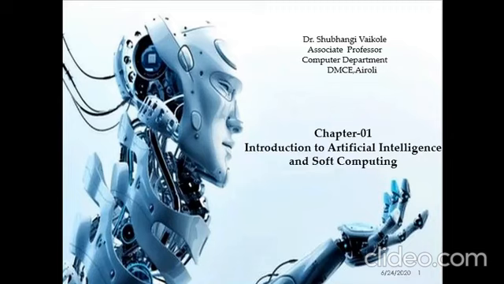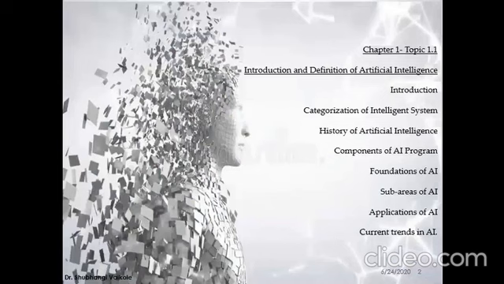So today we are going to see the first chapter, that is Introduction to Artificial Intelligence and Soft Computing. Now let us see what this chapter is about. The first chapter contains 3 topics: Introduction and Definition of Artificial Intelligence, second is intelligent agents, and the third one is soft computing. So today we are going to cover the first topic, that is Introduction and Definition of Artificial Intelligence.